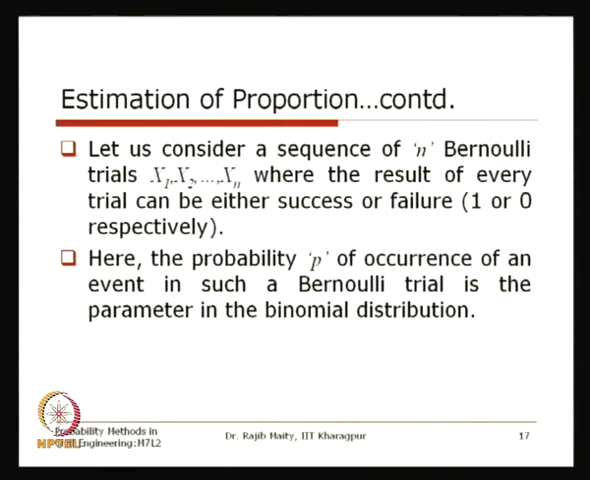Now, let us consider a sequence of n Bernoulli trials x1, x2 up to xn, where the result of every trial can be either success or failure, that is 1 or 0 respectively. Here the probability p of occurrence of an event in such a Bernoulli trial is the parameter in the Bernoulli distribution, in the binomial distribution.